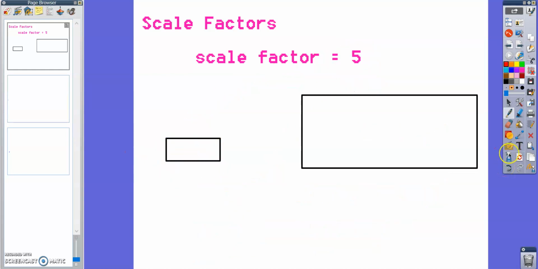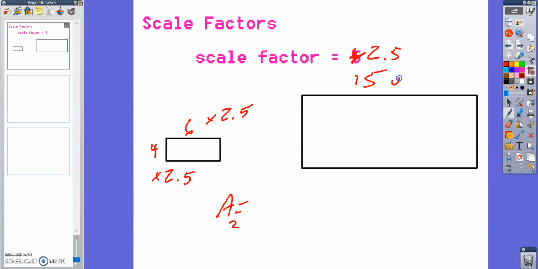Another example, let's just try it. Let's say the scale factor is now 2.5. Let's say it was 6 versus 4. That means this is going times 2.5. This is going times 2.5. I'm looking for the area of the new shape. So 6 times 2.5 should be 15 units. 4 times 2.5 should be 10 units. 15 times 10 should be 150 square units.